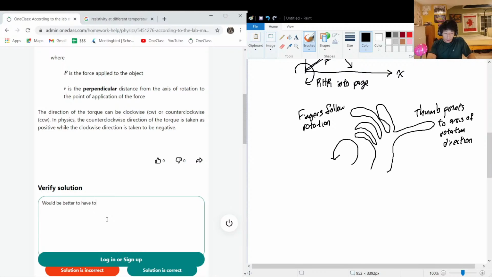Better to have torque equals R x F instead of F x R. An explanation of the right hand rule and how following that convention would be good when moving into 3-dimensional situations would help enhance this answer.